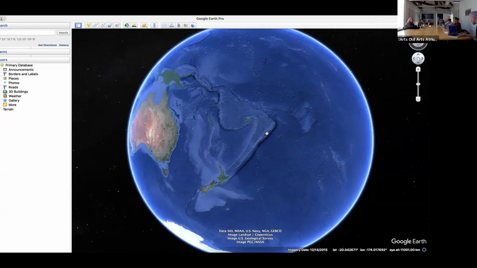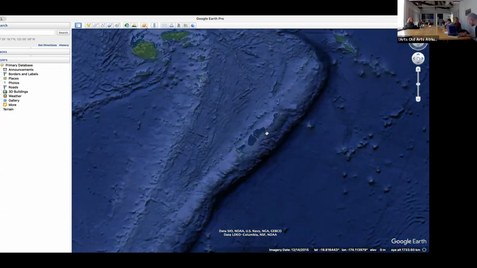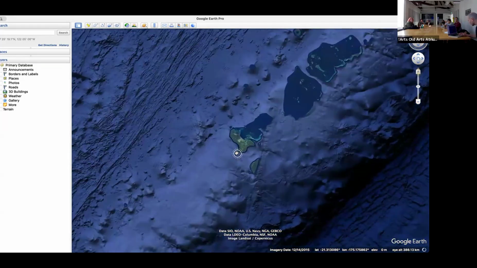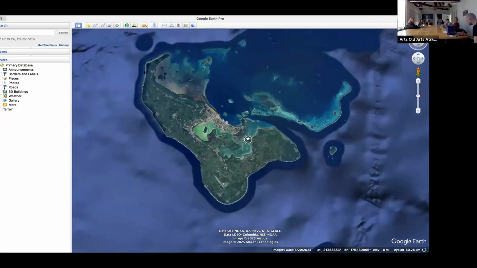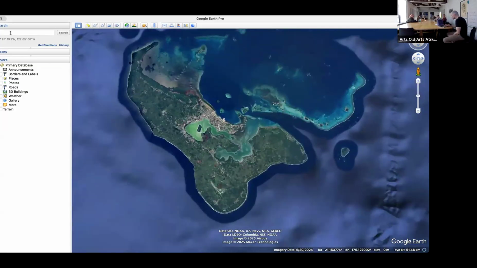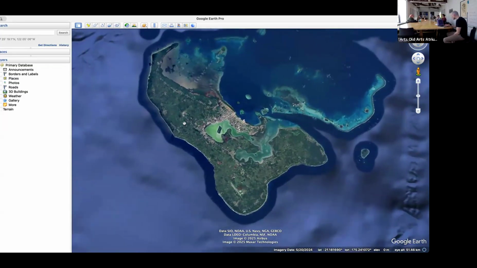If you're like me and don't like cheating, I like zooming in and finding it, and I can see exactly where Tonga is, right here. Also because I'm a geography nerd and I just love this. Or you can go up to the right and put in Tonga, and it'll tell you. Now, this is the main island in Tonga.